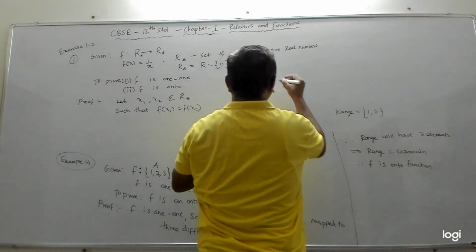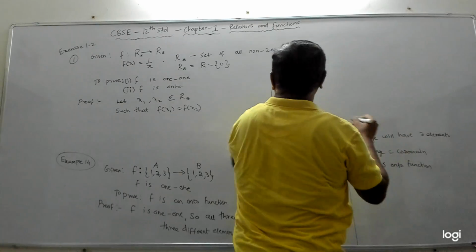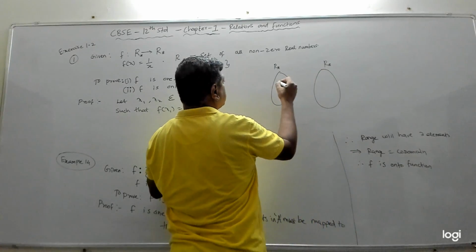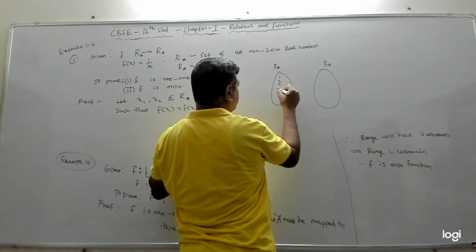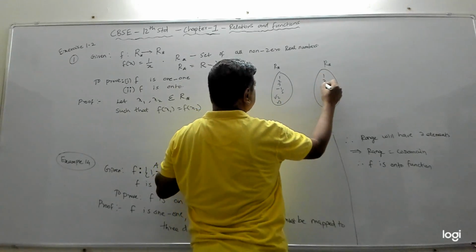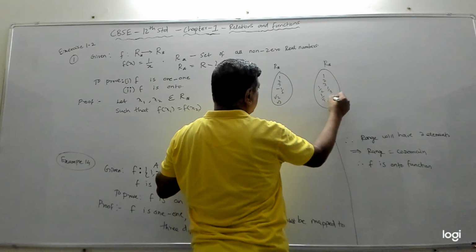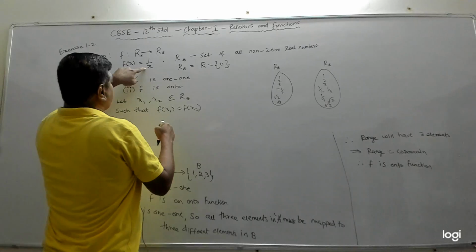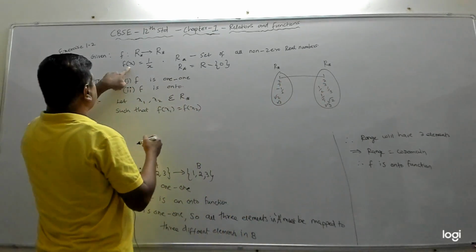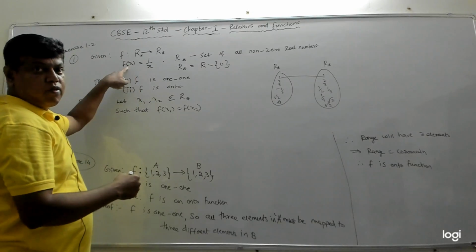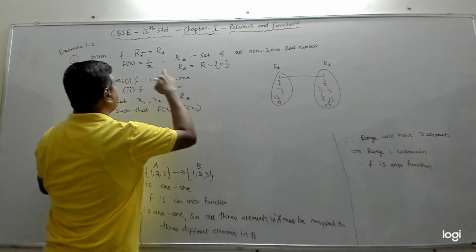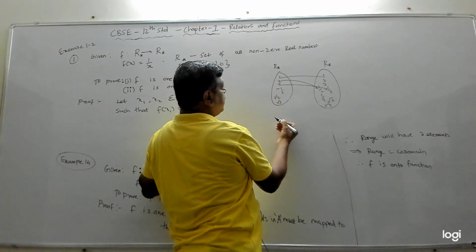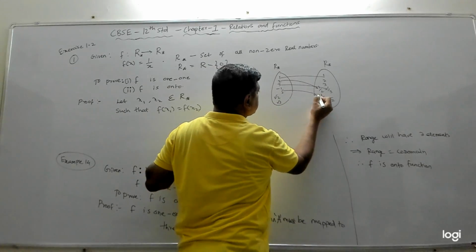Just for our understanding, we can draw this. Suppose this is your R star, and again this is your R star, which means all the real numbers except 0. So 1, 2, 3, minus 1 by 2, root 2, root 3, everything. 1 will go to f of 1, which is 1 by 1, which is 1. 2 will go to 1 by 2, since f of x is 1 by x. F of 3 will go to 1 by 3. So minus 1 by 2 will go to minus 2.